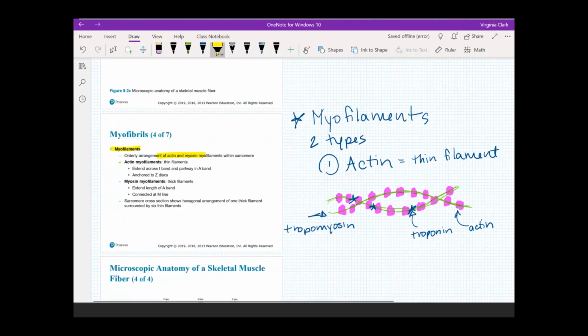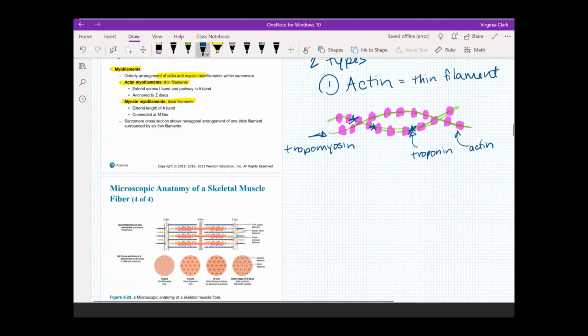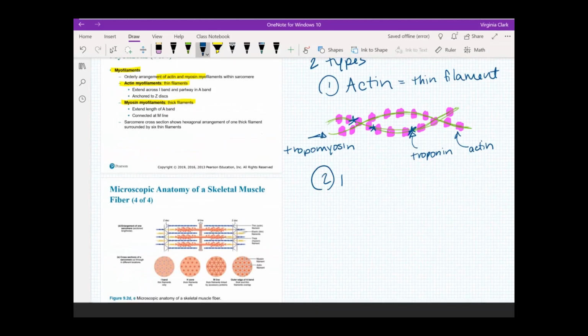I don't love the way the PowerPoints go in order because they kind of skip around in some of the images. So we'll see this in a couple slides, but I want to draw it and talk about it here. The next type we're going to have is our myosin filaments, myofilaments. Our myosin is also a protein, but it's called the thick filament. So you've got the thin and the thick.